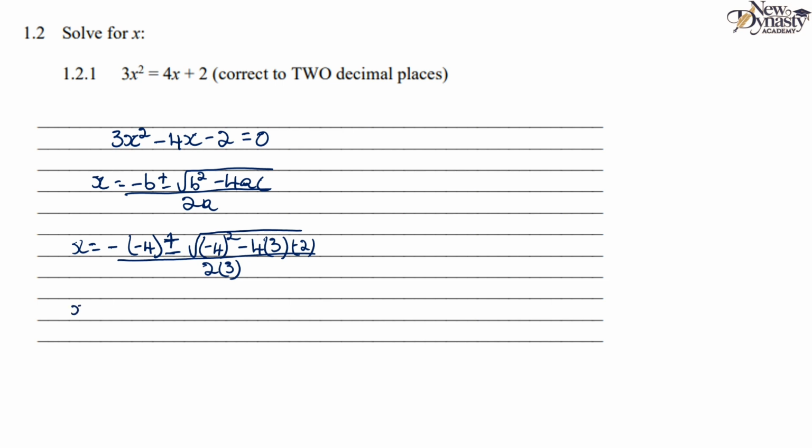So you're going to have your x values, which the first one is x equals, the positive one is 1.72, or you use the negative value, then you get x being equal to negative 0.39. And that's how you solve your quadratic equation to two decimal places. Very, very important, to two decimal places.